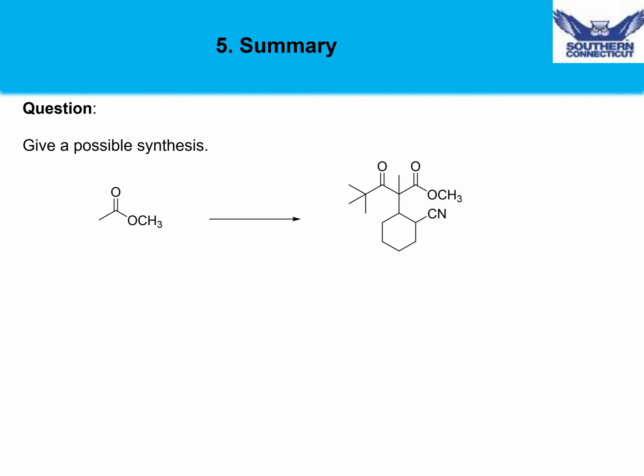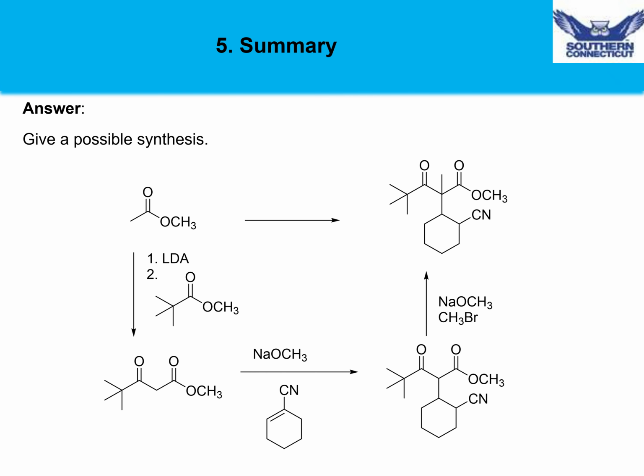Here's another example of a synthesis involving condensation reactions. We're going to start with an ester, and we're going to end up with a beta ketoester that has this functional group here, this cyclohexyl group plus the nitrile. In this synthesis problem, we're going to start off with an ester, and we're going to turn it into a beta ketoester with a methyl group, and also we will add the cyclohexane that has a nitrile on it.